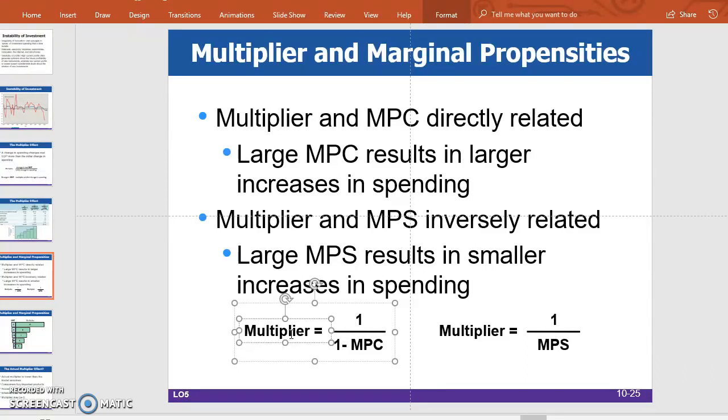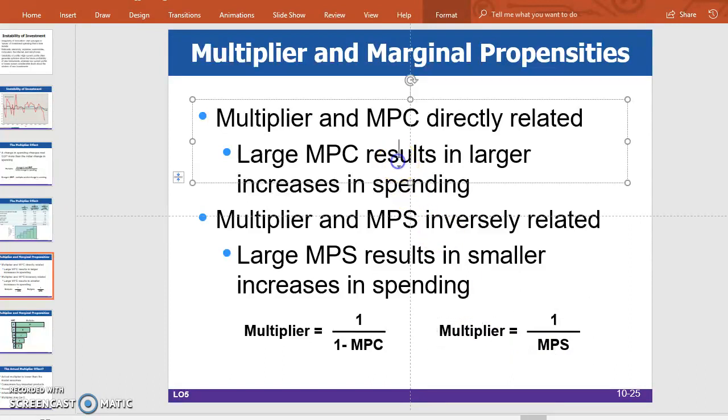We can show that the multiplier is equal to 1 divided by MPS, the marginal propensity to save. We know that MPC plus MPS equals 1, therefore 1 minus MPC is MPS. So look at that: the higher the MPC of an economy, the higher the multiplier effect. On the other hand, the higher the MPS of an economy, the lower the multiplier effect.